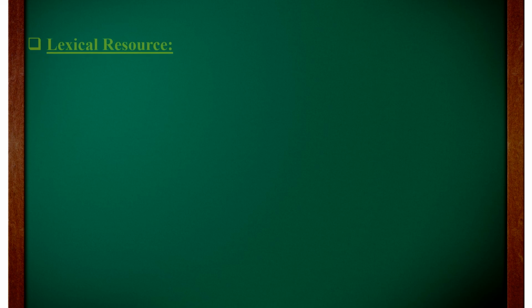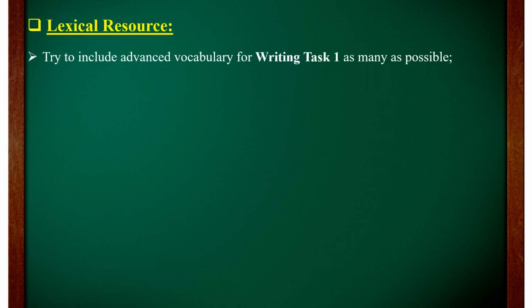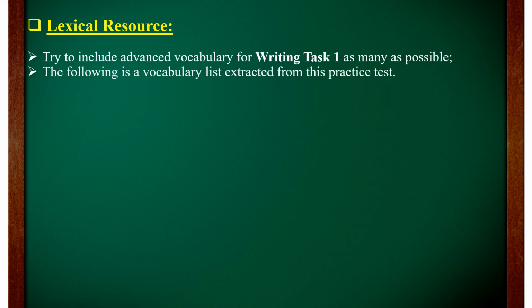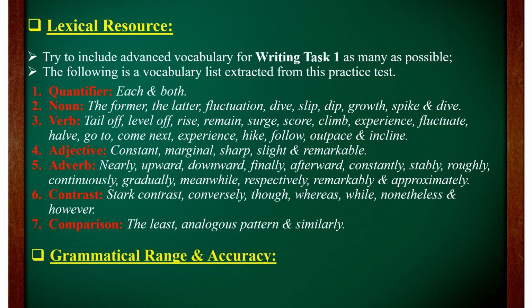Third, lexical resource. In an actual test, try to include as many vocabulary for writing task 1 as possible. As you might see my attempt in this practice, the following is a vocabulary list extracted from the practice test. Fourth, grammatical range and accuracy. Be aware of tense use. Here we use past simple to present a past action at a certain point in the past time, while past perfect to describe action in a span period in the past.